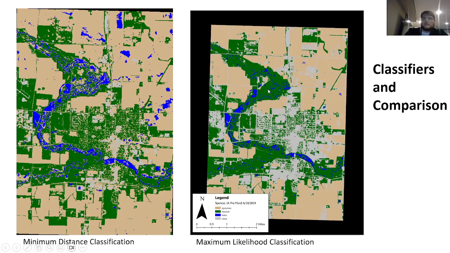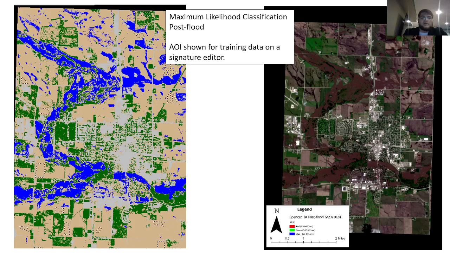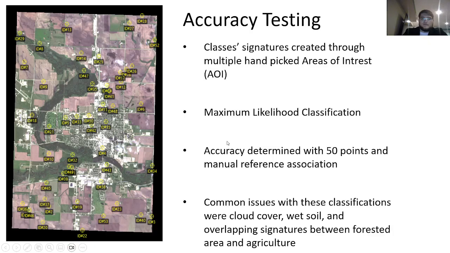Those are the four classes we're going to focus on for this project. We don't need a whole lot more. Clouds might have been nice, but these are the four that I really wanted to look at to see what types of area in Spencer were affected most by the flooding. So, like I said before, the area of interest were trained on through a signature editor to create the classifications on both images. So then through the classifications, we did accuracy testing.